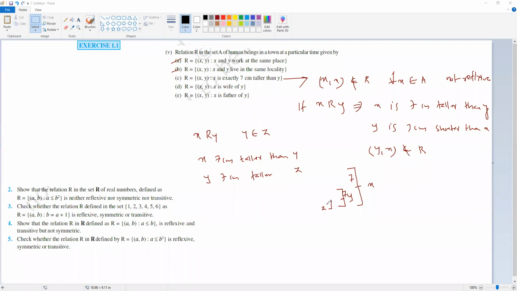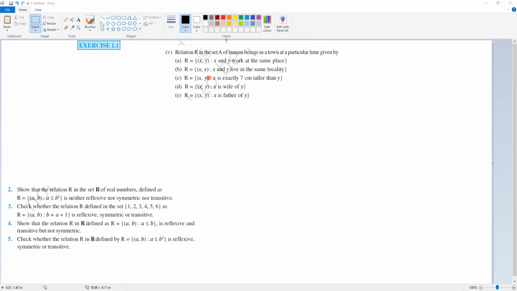So x और z में गैप कितना आएगा? 14 सेंटीमीटर का गैप आएगा. सो उसका मतलब x comma z does not belong to that relation, so it is not transitive. So you can see that this particular relation is neither reflexive nor symmetric nor transitive, correct? What about next one? So concept clear होना.